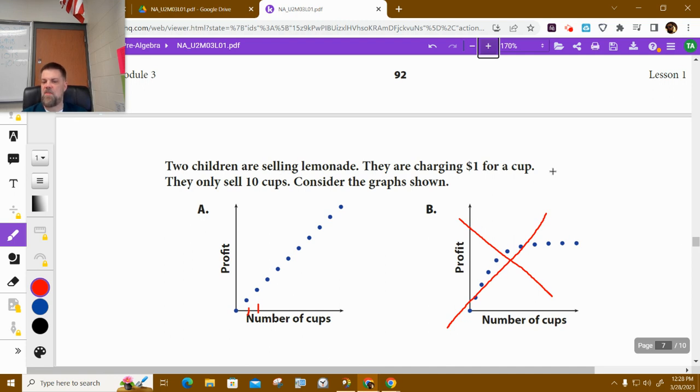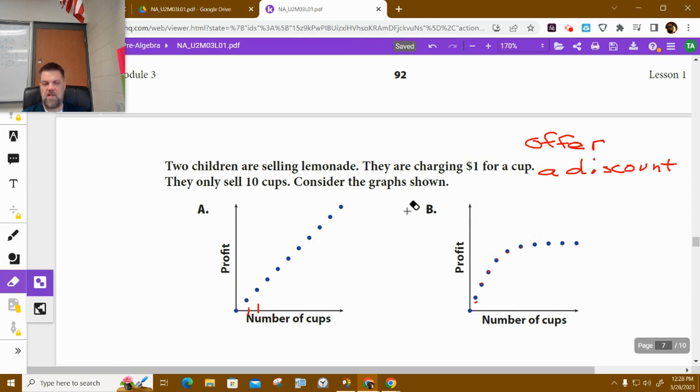So what could that be? Maybe you offer a discount after 6 cups. Well, they're still selling them though, based on the graph, right? Well, the number of cups didn't drop. They're still selling them. The profit dropped. So think about that.